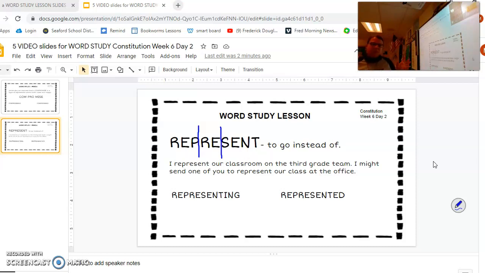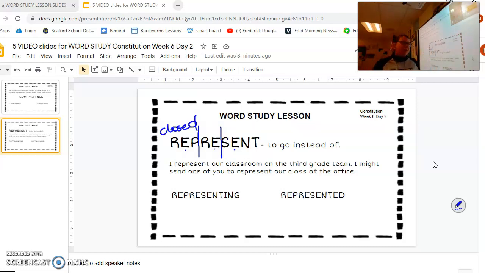After we split the word into syllables, we need to mark our vowels. A, E, I, O, U. We put the dot underneath each vowel in the whole word. And then by looking at it, we can tell that the first one, rep, is a closed syllable.